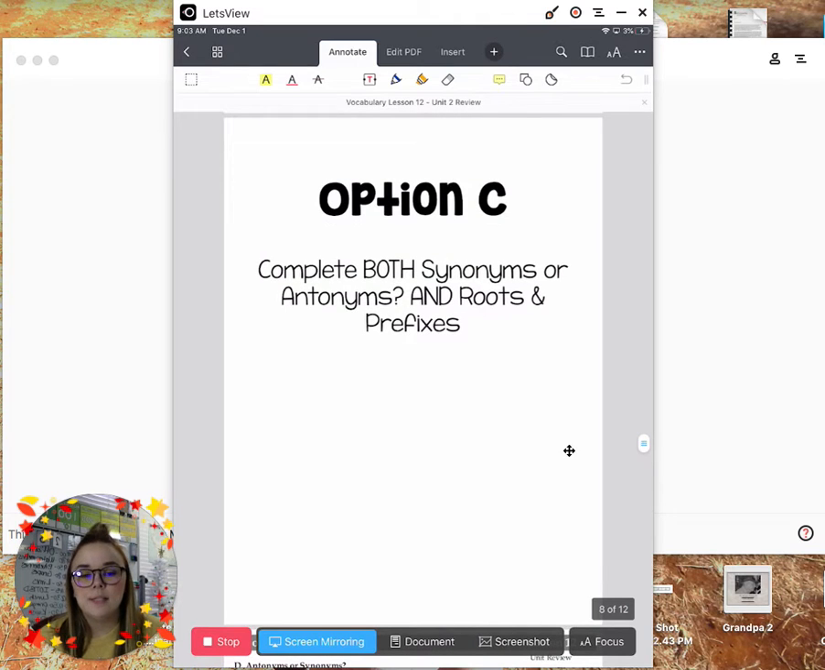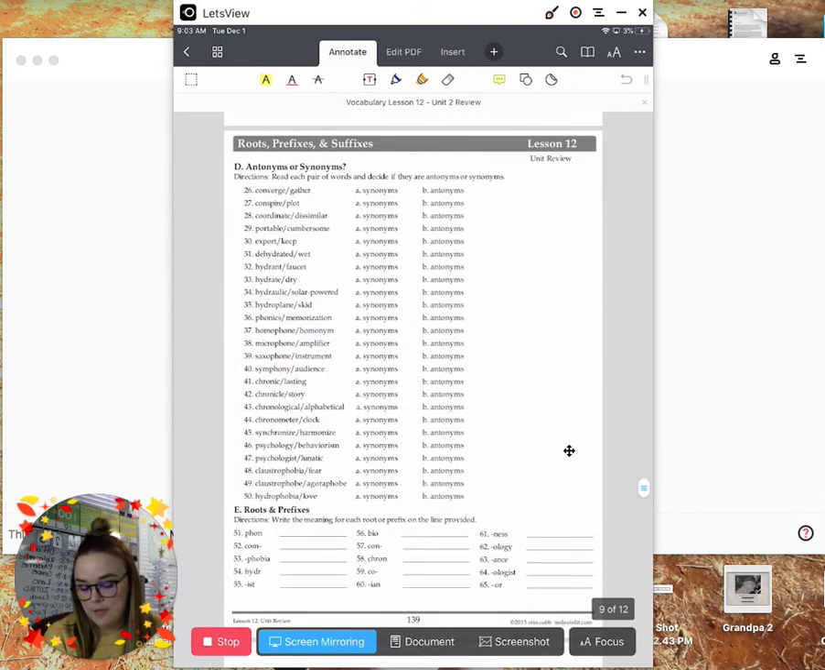Option C is to complete both the synonyms and antonyms activity and the roots and prefixes activity. For the synonyms or antonyms, you're deciding, are these 2 words synonyms or are they antonyms? And for the roots and prefixes, you're writing a meaning for each root or affix on the line. So you're writing, what does fawn mean? What does calm mean? What does phobia mean?